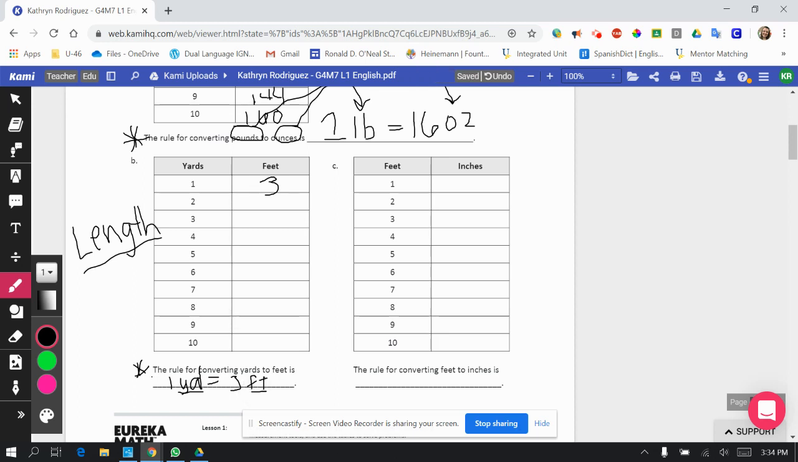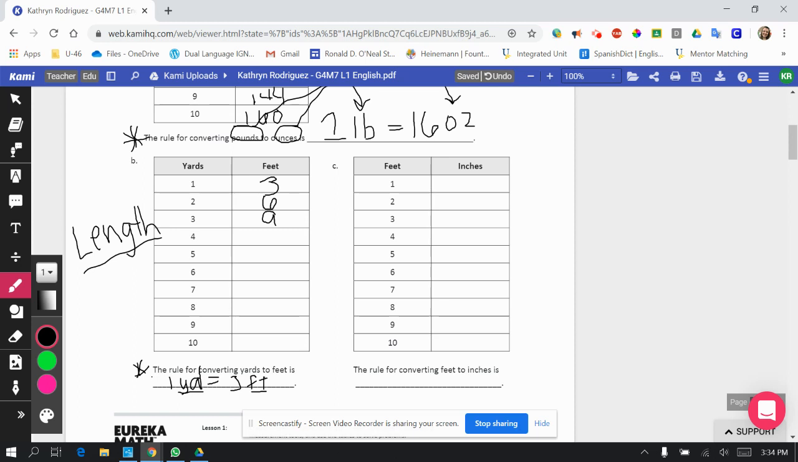Back to our chart, okay? 1 times 3 equals 3. 2 times 3 equals 6. 3 times 3 equals 9. This one might be a little bit easier than the last one. Please go ahead and pause this video. Take a moment to calculate your answers. Come back and check. All right, thank you for pausing the video, taking a moment to check your answers.